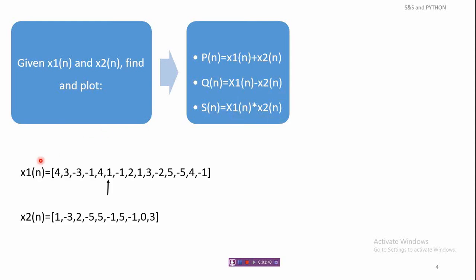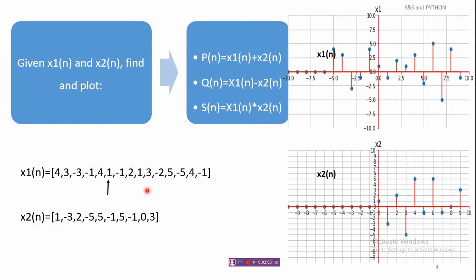The sequences given are x1 of n given by this sequence, and this sequence has n is equal to 0 here, and it has values for negative values of n and also positive values of n. And x2 of n, no arrow is given. It is implied that the first one corresponds to n is equal to 0, and this has no values for negative values of n. The graphical representation of this x1 of n and x2 of n are shown here.